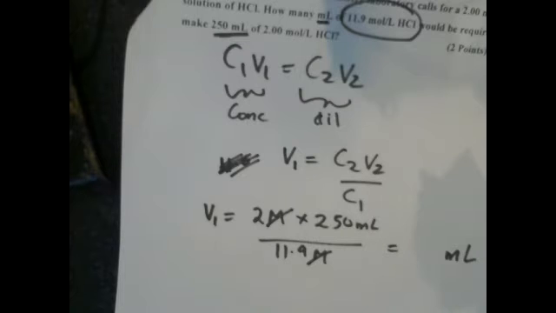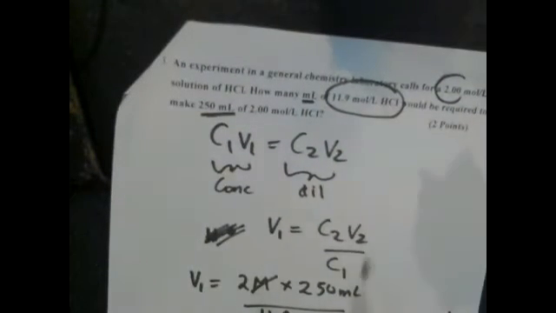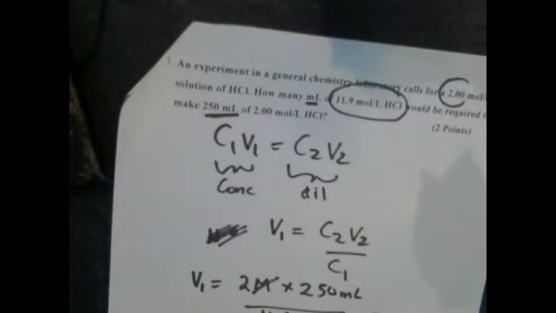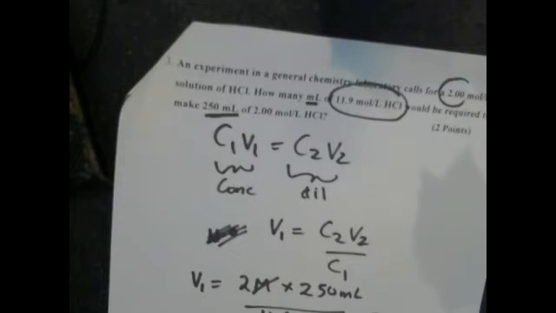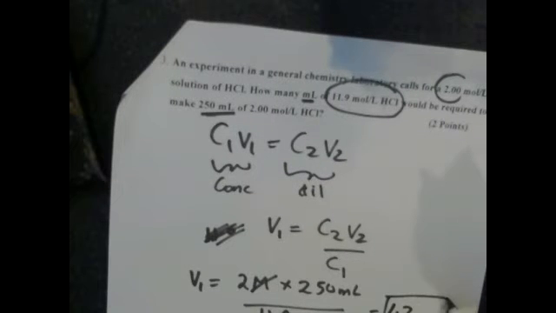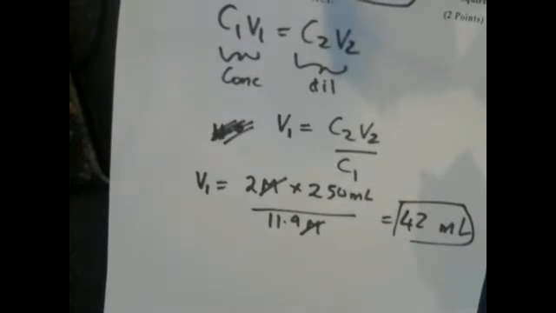So how much do I need? I need 42.02 milliliters. Now I'm just going to check my sig figs. 3 sig figs for this concentration, 3 sig figs for this concentration, 2 sig figs for this volume, 3 sig figs for this one. So I want my answer to 2 significant figures, and so I need 42 milliliters of the concentrated stuff when I do the math there.